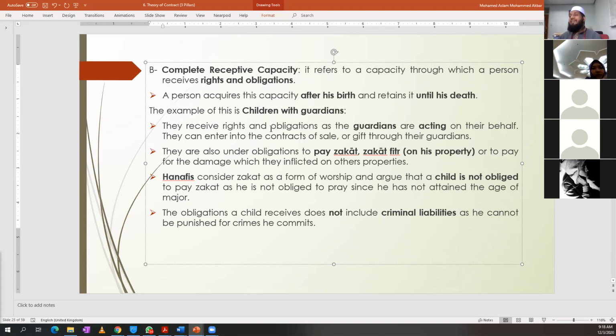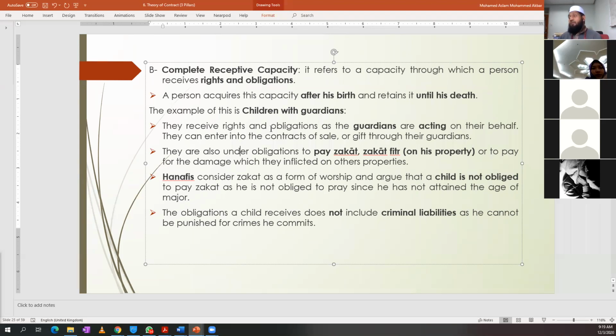All right. They can enter into contracts of sale or gift. They can do sale, but they cannot do it by themselves. Their guardians will do it on their behalf. Let's say there's a property. The child cannot sell the property to someone. A child cannot sell anything to anyone unless the guardian does it. The guardian is, of course, a father, mother, or the grandfather, or uncle. These are the guardians who will act on their behalf.